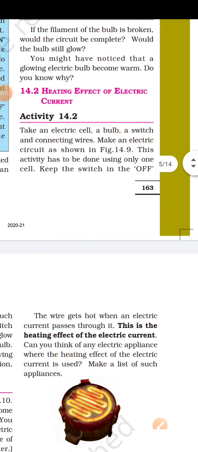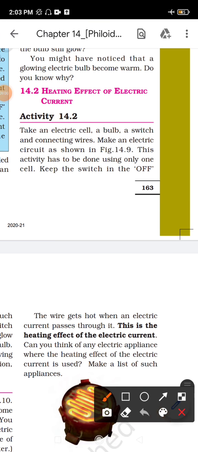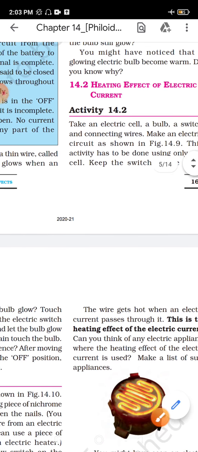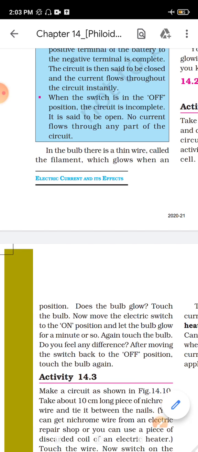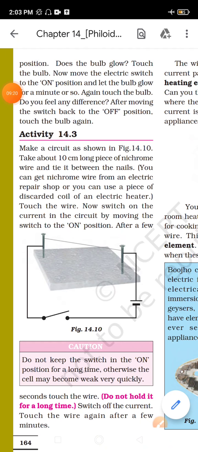Now coming to the heating effect of electric current. This is going to be explained through activity 14.2. In this activity, we have to take a cell and a circuit, and connect the electric cell with the help of wire to a bulb. Then we will switch on the circuit, but before switching on we have to touch the bulb. At that point the bulb is at its lowest temperature, so you will not feel any heat.